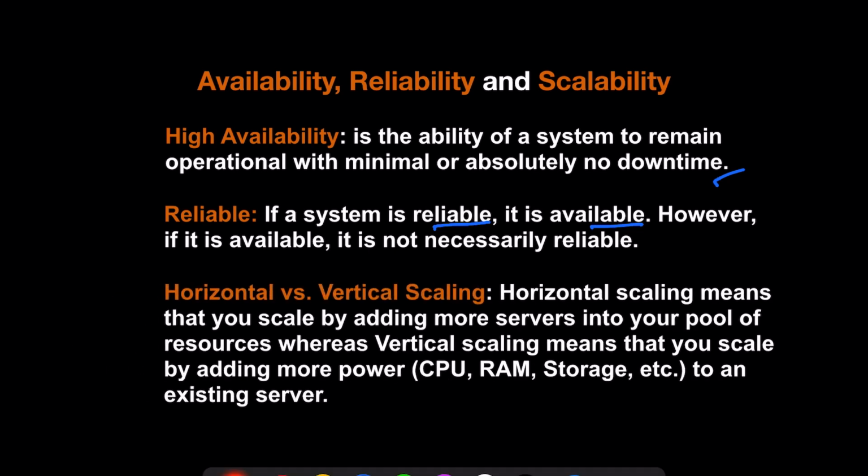Then scaling. There are two different types of scaling. We have horizontal scaling and vertical scaling. Horizontal scaling means that we scale by adding more servers into our pool of resources, right? Whereas vertical scaling means that we scale by adding more power, like CPU, RAM, storage, etc., to an existing server.